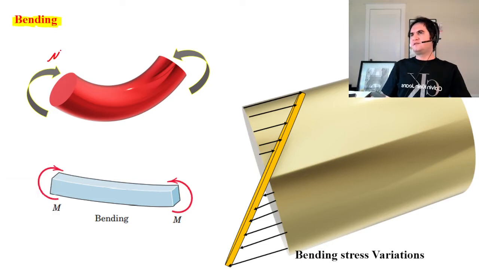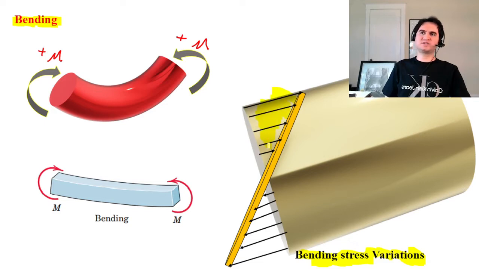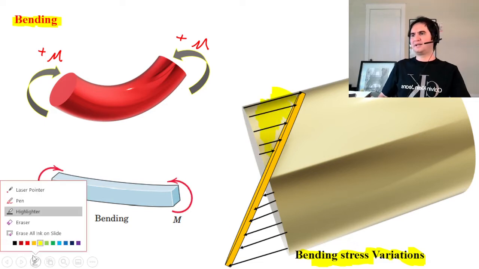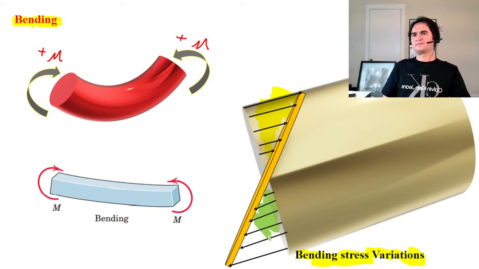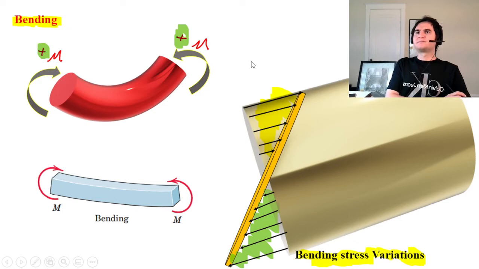So again, if we have a positive moment and we want to see the effect on our element, this is the section of the beam, a side view of that, and this is the bending stress variation. You can easily see we have a push at the top section and a pull at the bottom, due to a positive moment which applies to the section.